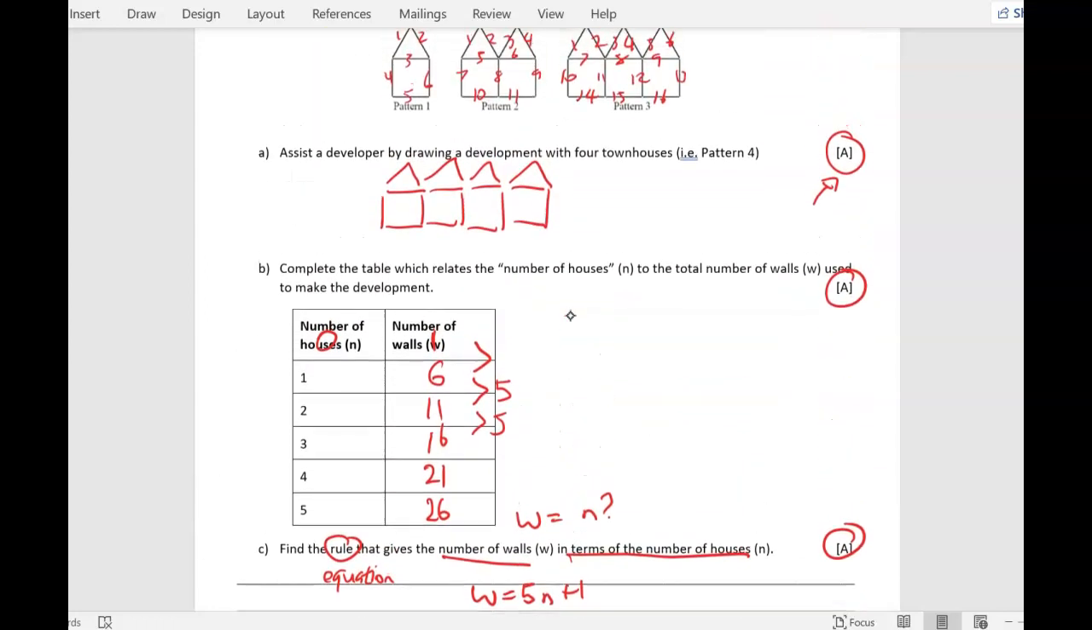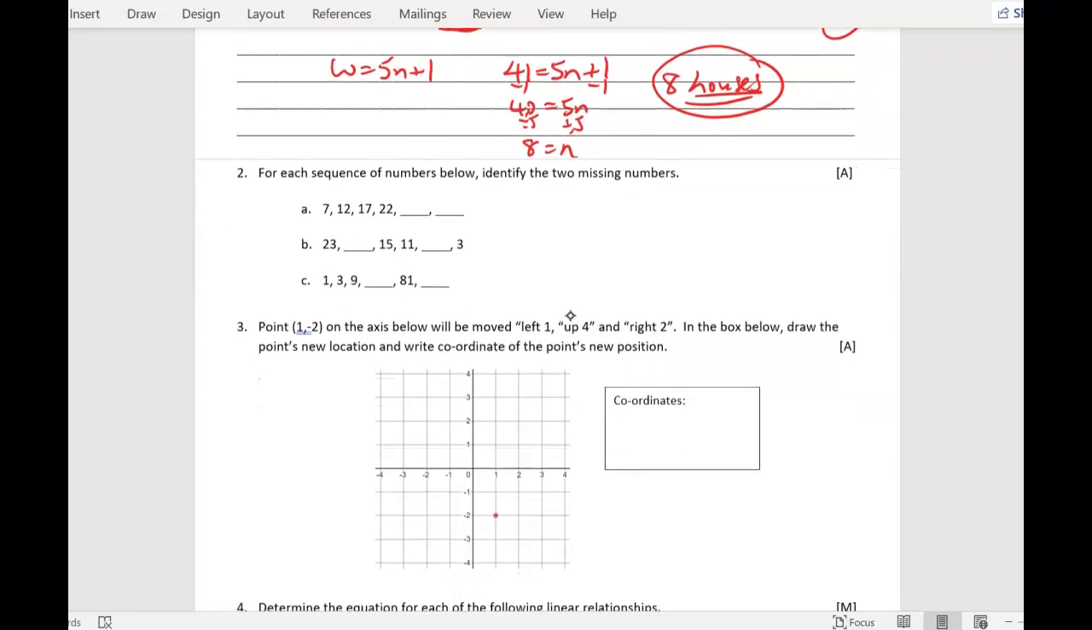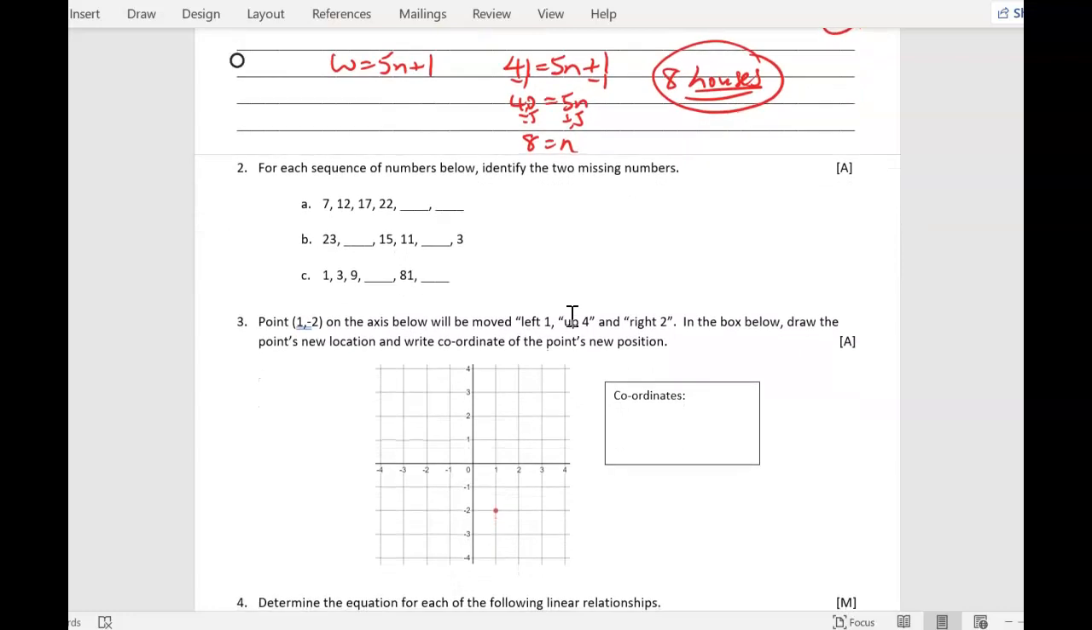So that was the first question. 4 achieved marks off the bat like that. That's actually enough to pass the section overall. For each sequence, identify the 2 missing numbers.